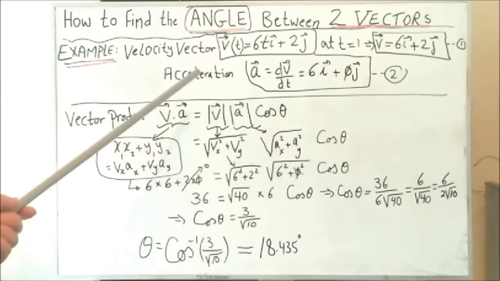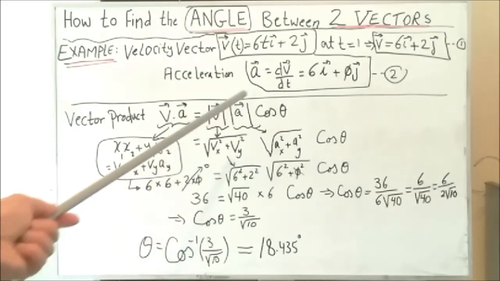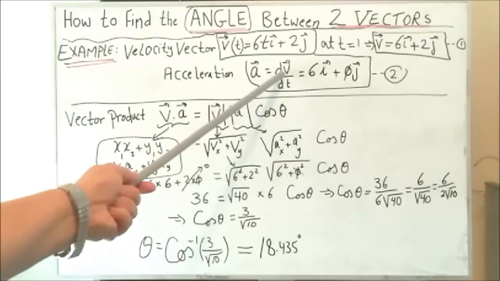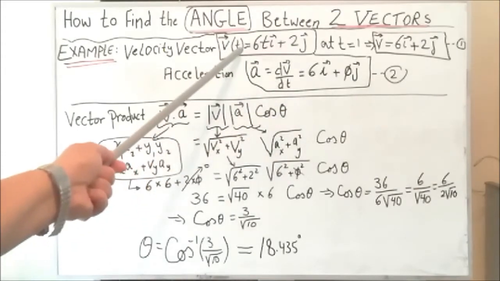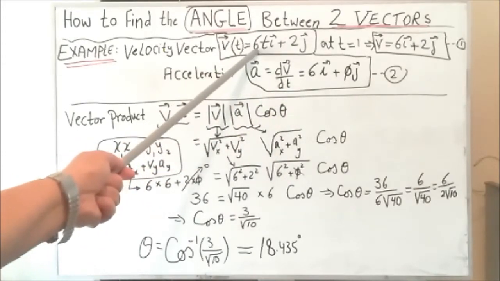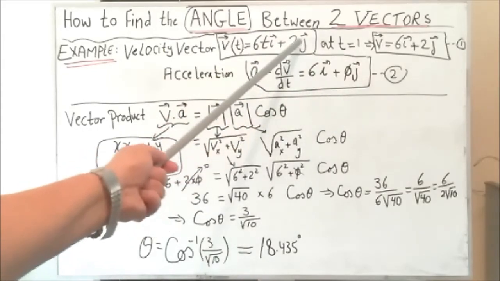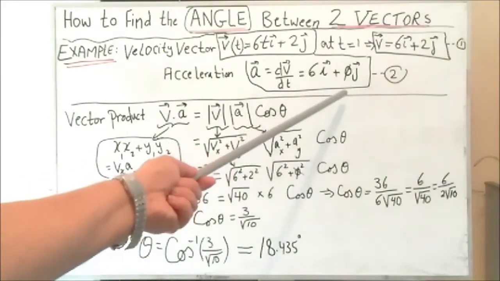And from that we can find the acceleration. As in the previous video, we saw that the acceleration is given by the rate of change of the velocity, by the derivative of the velocity vector. So we can find it by using dv over dt, which is the derivative of v(t). So that gives you 6i plus 0j, because 2 is a constant, which we can cross out if we want.